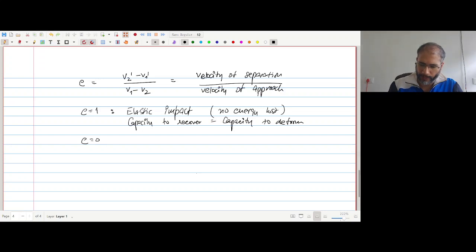Then E equal to 0 is a fully inelastic impact. There is some energy lost. Well, fully inelastic does not mean all energy is lost. All energy lost means the particles will stop moving, but that is not the case. Okay.